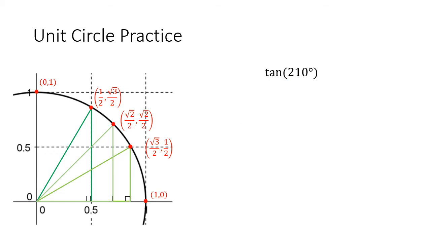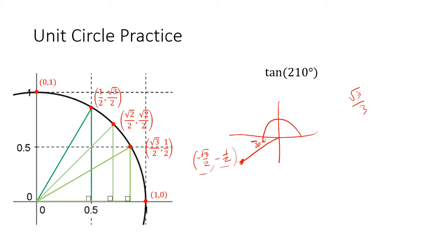Okay, so tangent of 210 degrees. 210 degrees is in quadrant 3. It's a 30-degree reference angle there in quadrant 3. I know that the tangent of a 30-degree reference angle is root 3 over 3. But since it's in quadrant 3 down here, the coordinates would be negative root 3 over 2, comma, negative 1/2. It'd be a negative divided by a negative, and we'd have a positive. So the answer would be root 3 over 3.